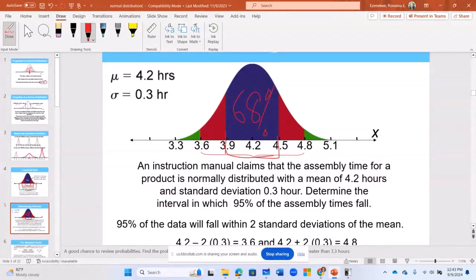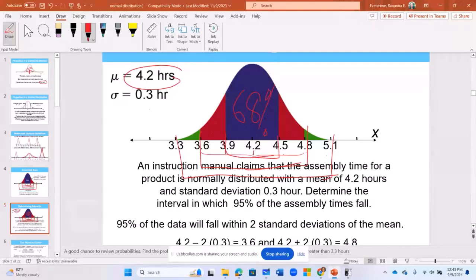Okay. All right. So we used that calculator and we checked it. This is 95%. And this is 99.7. I want you to know that the mean is 4.2. 4.2 plus 0.3 is 4.5, one standard deviation above the mean. 4.2 plus 2 times 0.3 will give me 4.8, and so on.